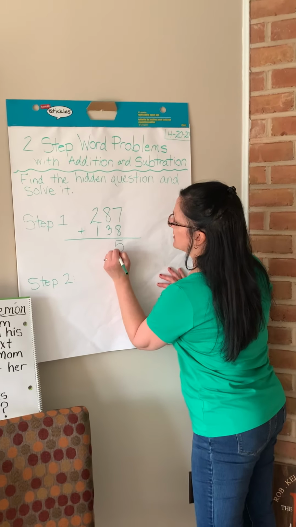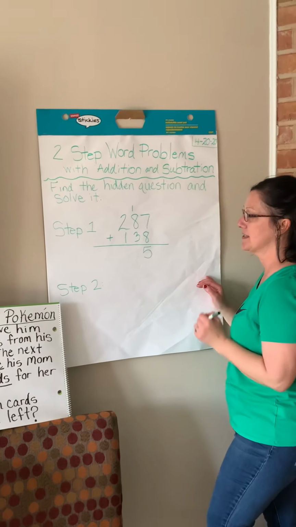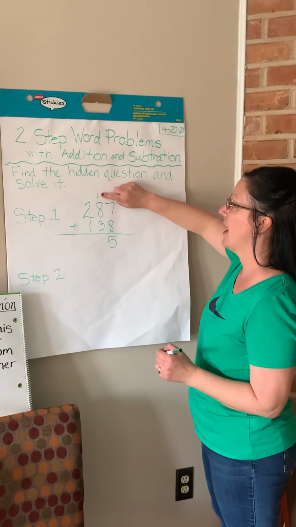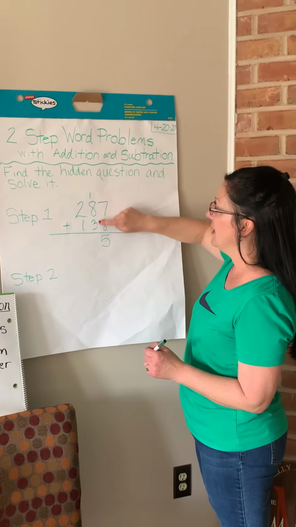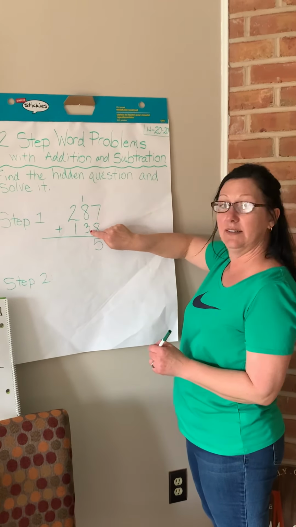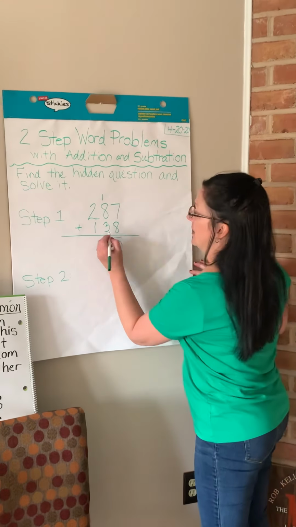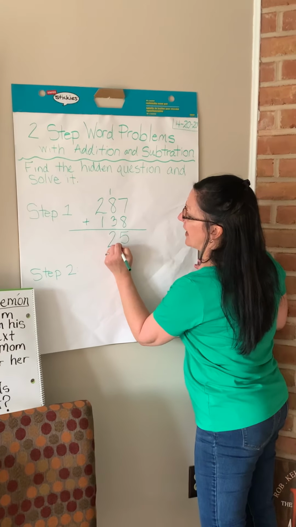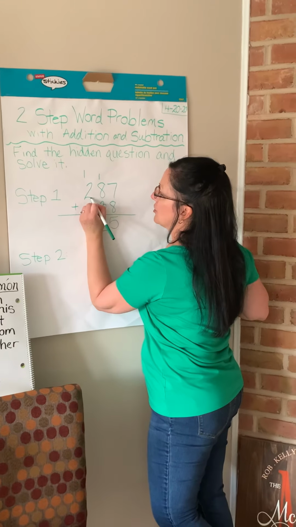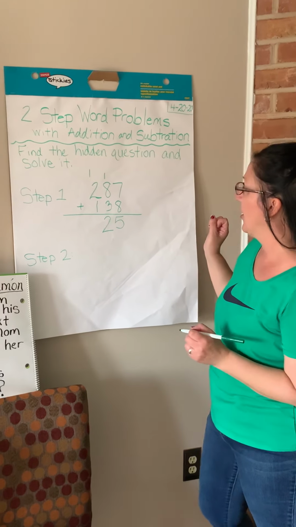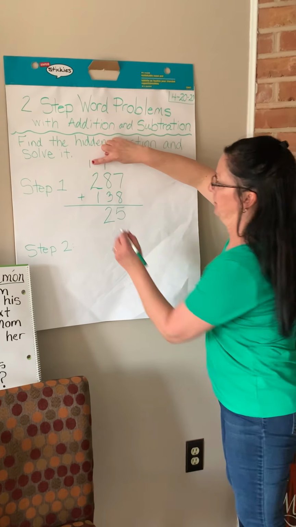Our 5 ones live in the ones place, and we carry over our 10 to the tens place. When we add our tens, we cannot forget to add the 10 that we carried over. So 8 plus 3 is 11, plus 1 more is 12. We have 12 tens. 2 of those tens are going to live in the tens place, and then the 100 is going over to the hundreds place. And now we need to add our hundreds. So we have 2, 3, 4.